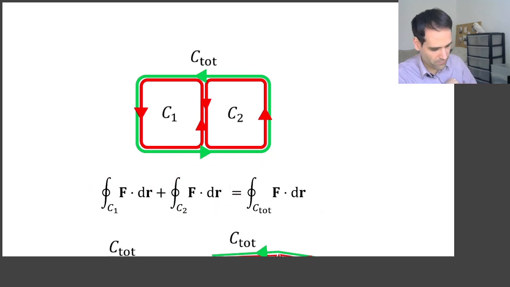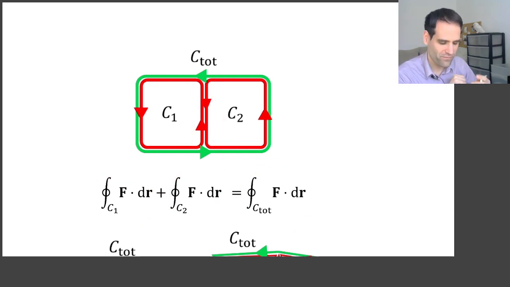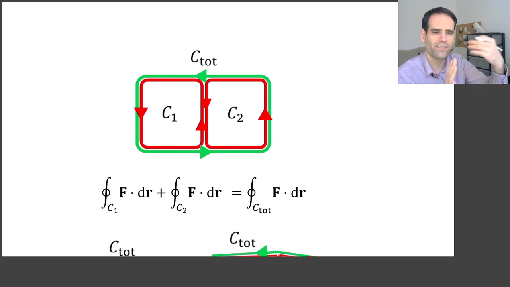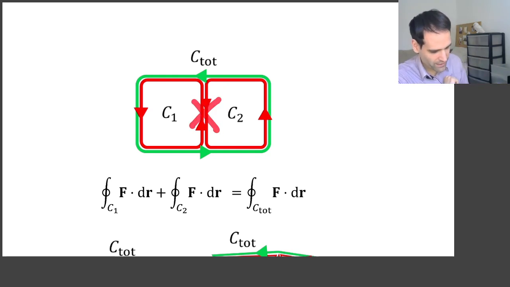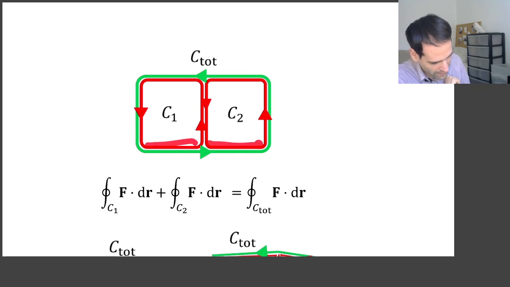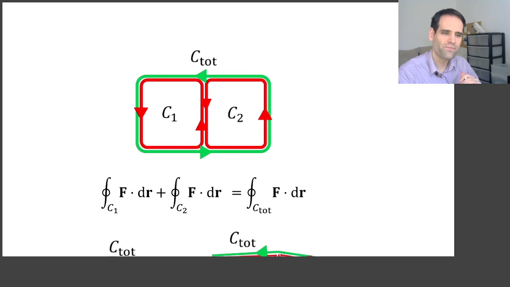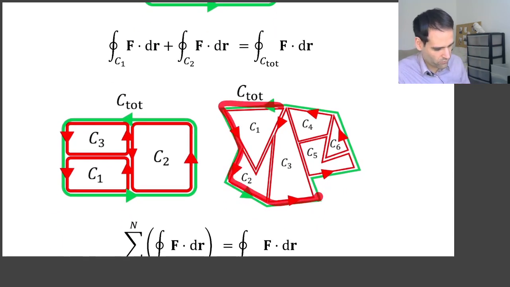Why is that? Because when you add up this circulation plus this circulation, this part cancels with this one because they are going in opposite directions. So this leg of the journey in C1 is exactly equal to the leg of the journey in C2, but with a minus sign in the result of the integral. Therefore they cancel out, and you only end up with the remaining legs, which are the legs of C total. And that can be generalized to any arbitrary shape like this one.